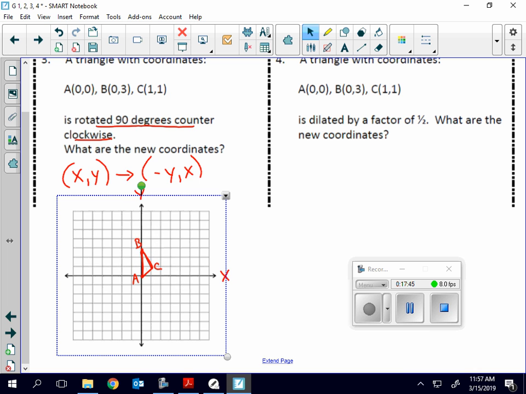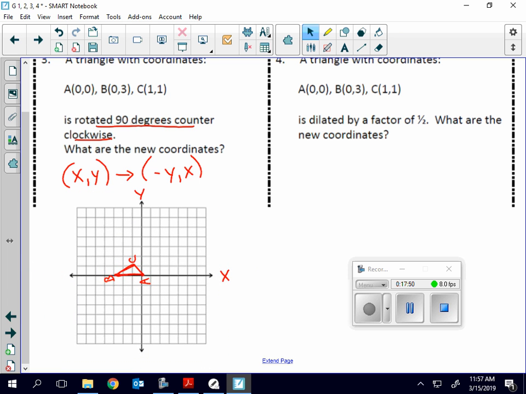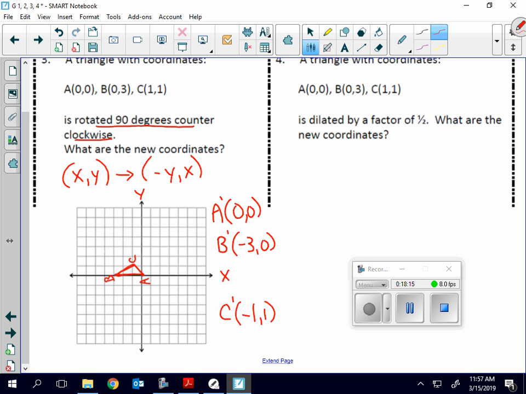So I'm going to go 90 degrees counterclockwise. That's going this way one time, 1/4 turn. So my new A is going to be, we'll write it here, A prime, looks like it's still at 0, 0. B prime is now going to be at negative 3, 0. And C prime, I'll write it down here so I can fit it, is at negative 1, 1. And that's all they want. You don't need to plot it on the graph, you just need to give them the coordinates.